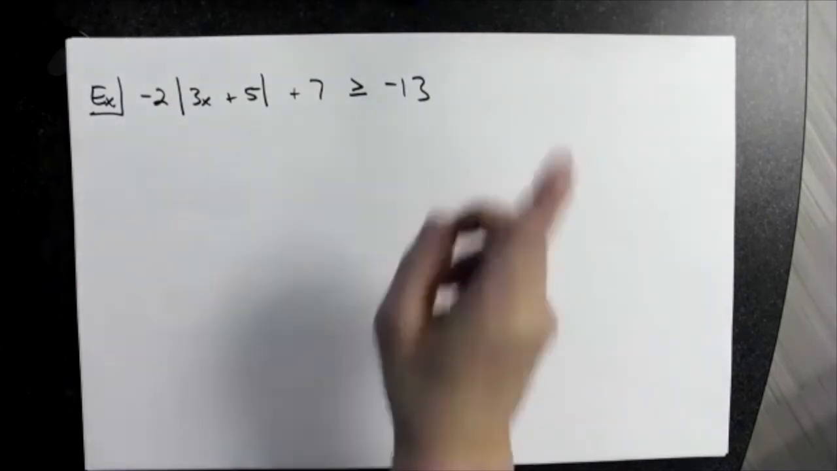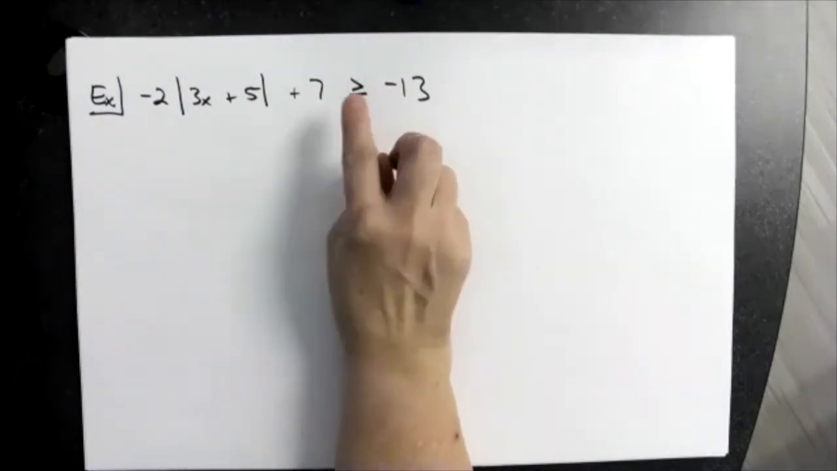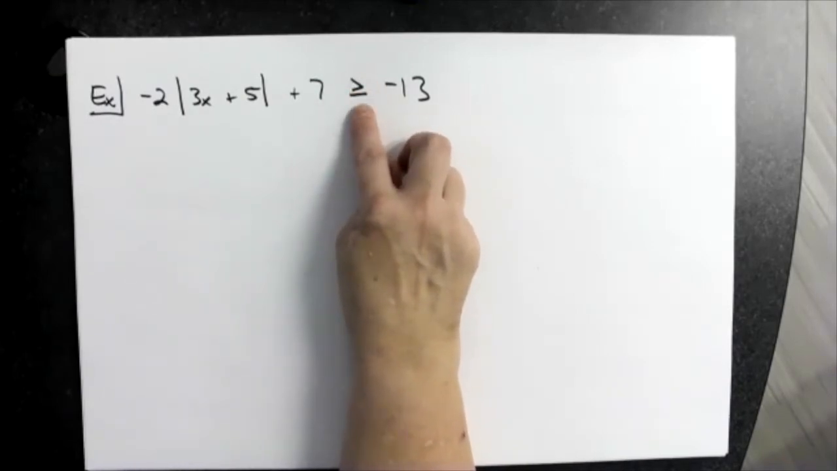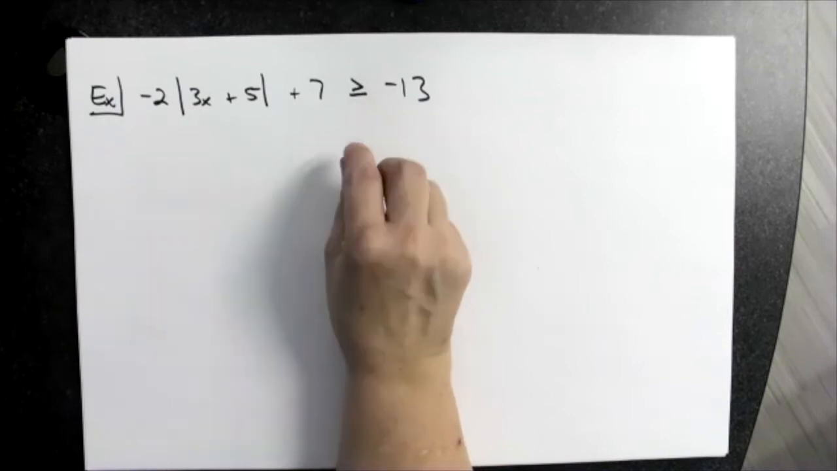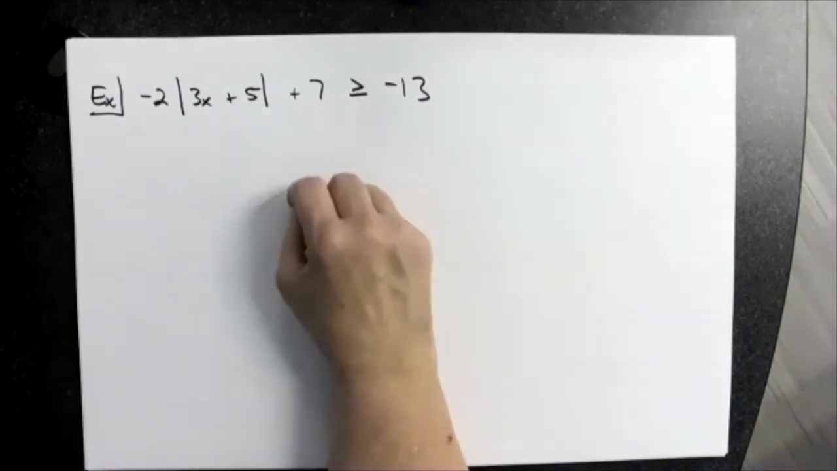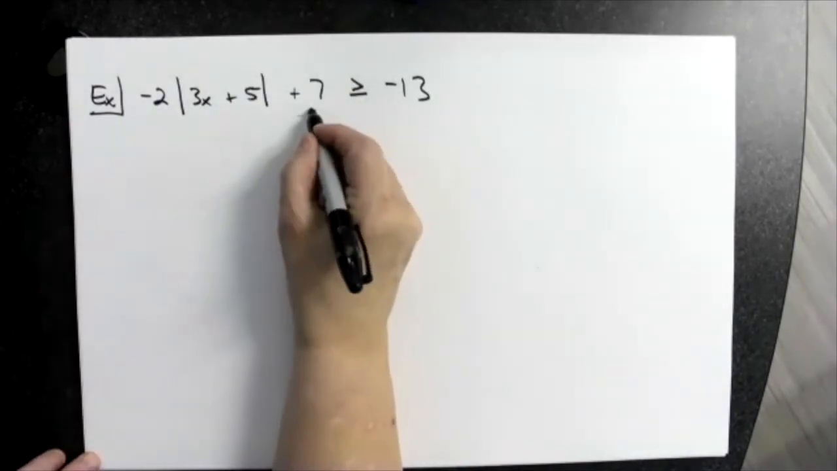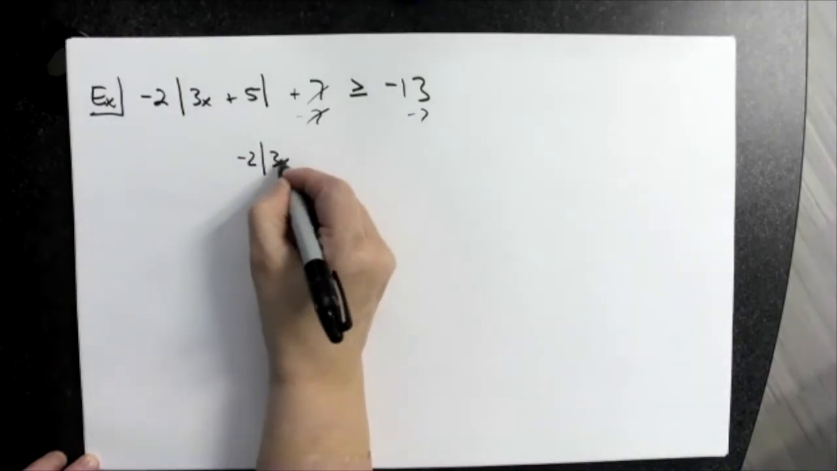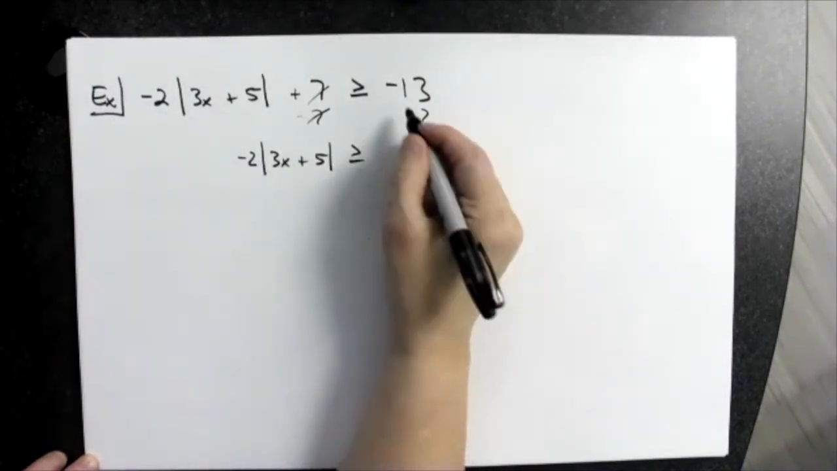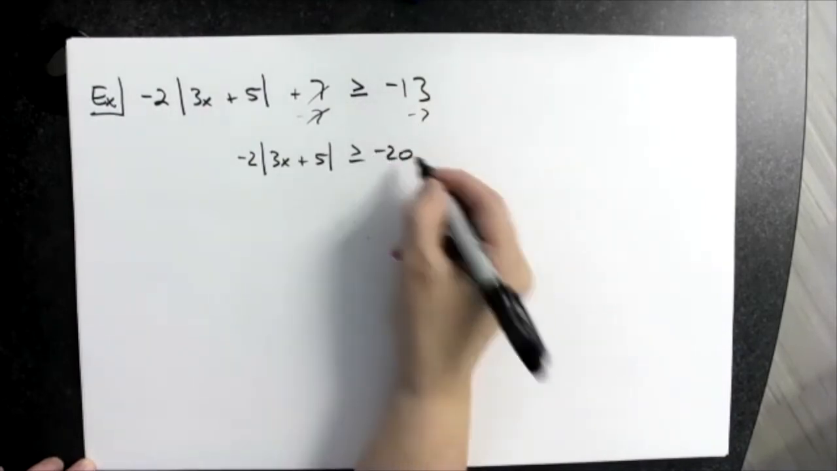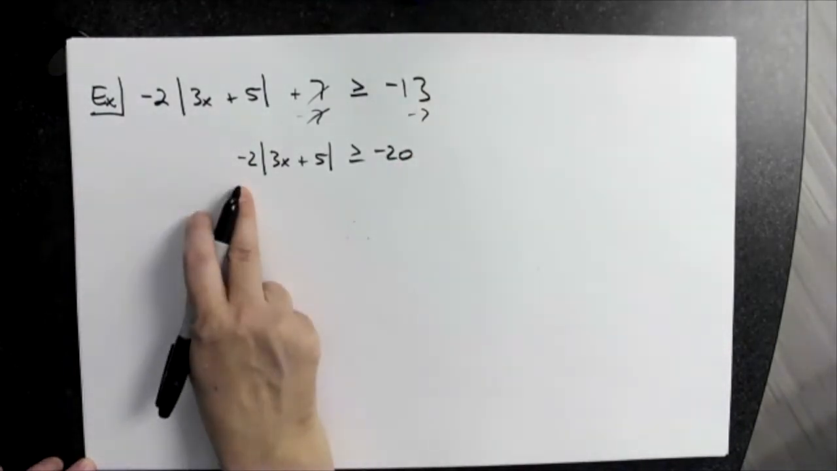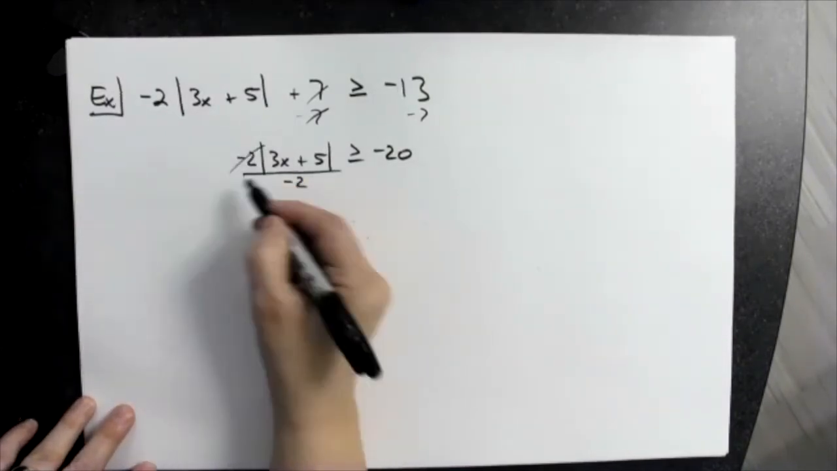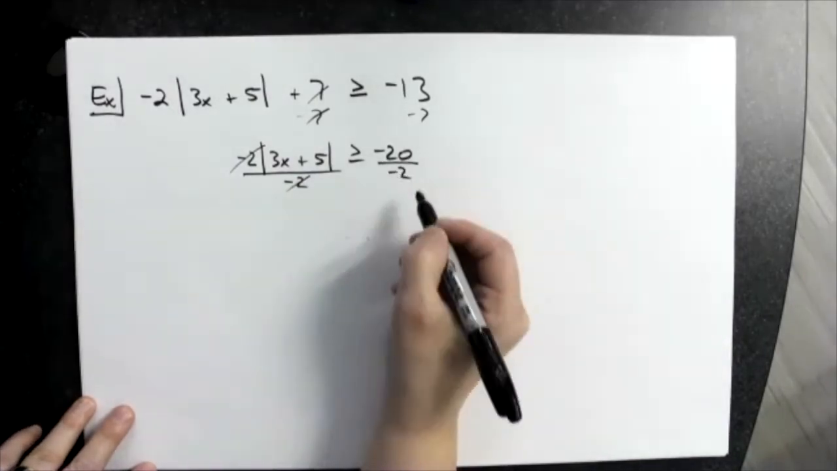So they're not isolated. I do not want to look at this and say, oh, this is going to be an or. I don't want to do that yet because they're not isolated. Isolate first, then look at that symbol. So if I isolate first, I'm going to subtract 7. I'll have negative 2 absolute value of 3x plus 5 greater than or equal to negative 20. Isolate some more: divide both sides by the negative 2 so that the 2's cross out on the left-hand side.